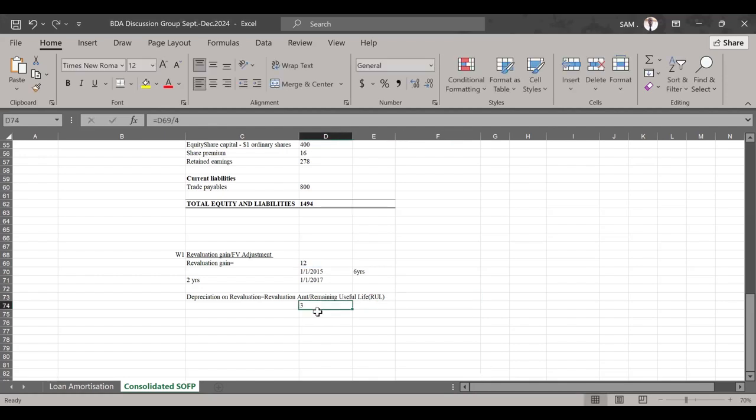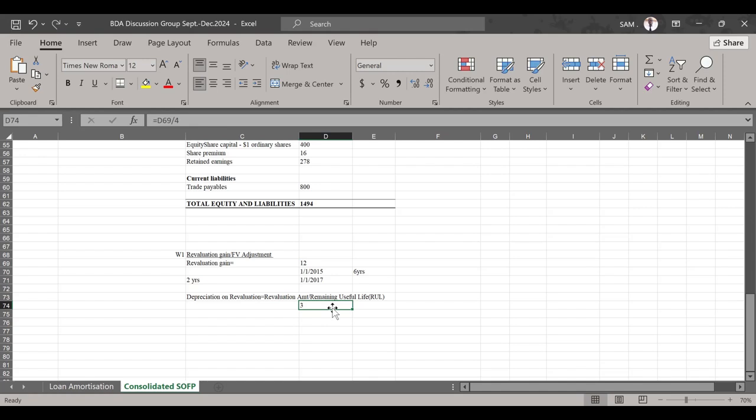So that means 2 years had elapsed. If the total was 6 years for depreciation and 2 years is already gone, the remaining useful life is now 4 years. So if you divide that revaluation gain of 12 million by now the 4 years which are remaining, you are going to get 3 million. 3 million is the depreciation on that revaluation.